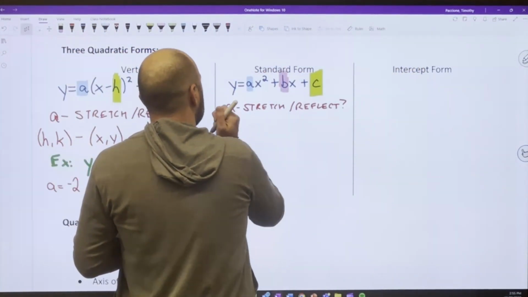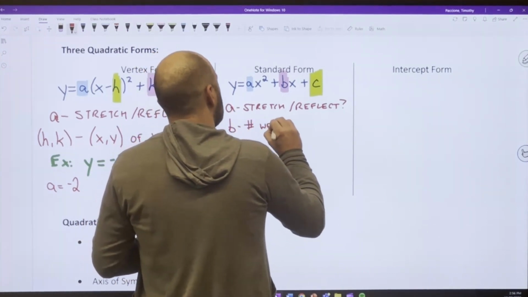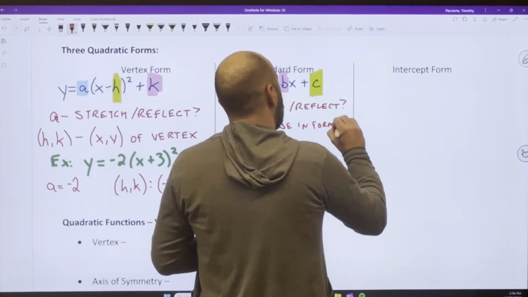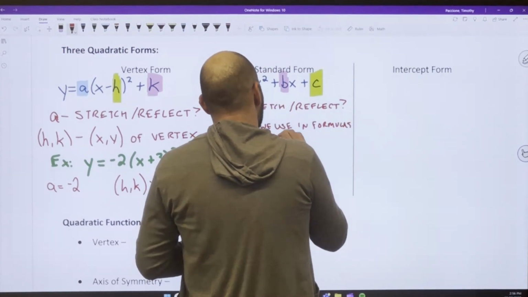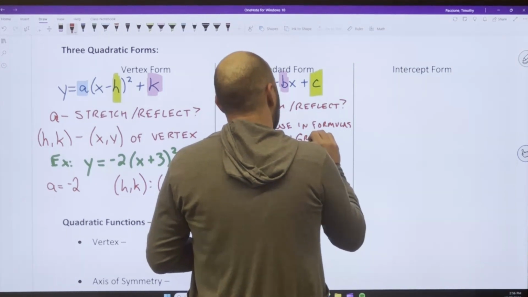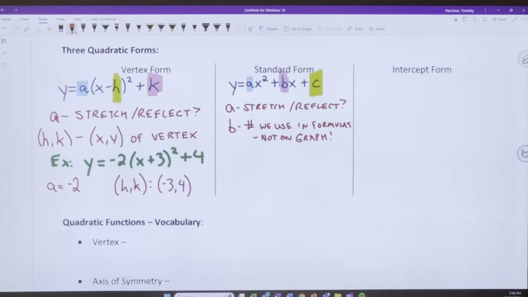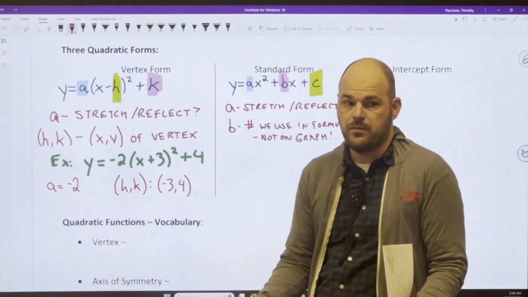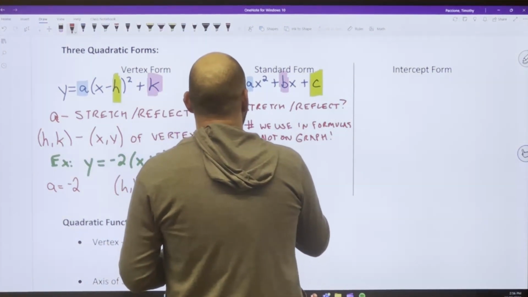Our B is just a number we use in formulas. It doesn't tell you anything about the graph, or at least not in the way that we're going to use it. It's not on the graph. So you can't look at the B and be like, oh, I know part of the graph. We are going to use it to calculate some things. It does matter, but it's not on the graph. Whereas C is on the graph. Our C is our y-intercept.